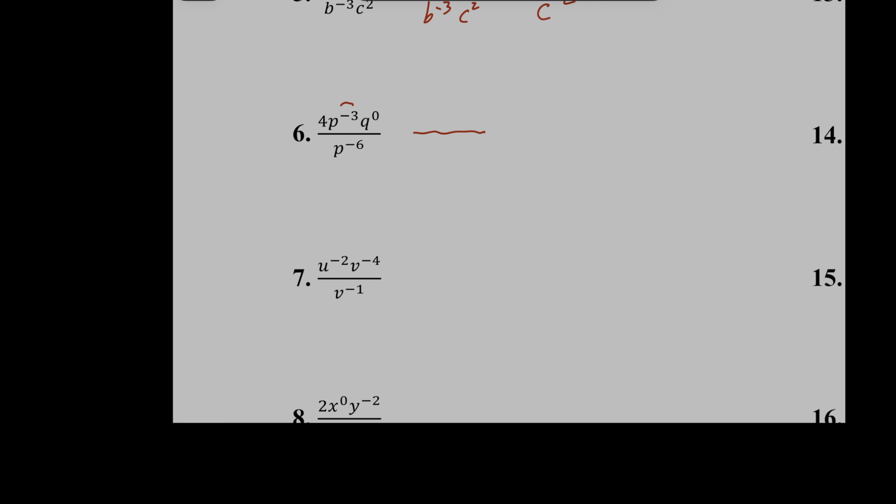Do I flip the 4 down? No, because that negative 3 goes to the p. The negative 3 does not go to the 4. So my 4 stays on top. My p cubed goes on bottom. My p to the 6 stays on top. My q to the 0 just becomes a 1. So he's not part of the equation at all.